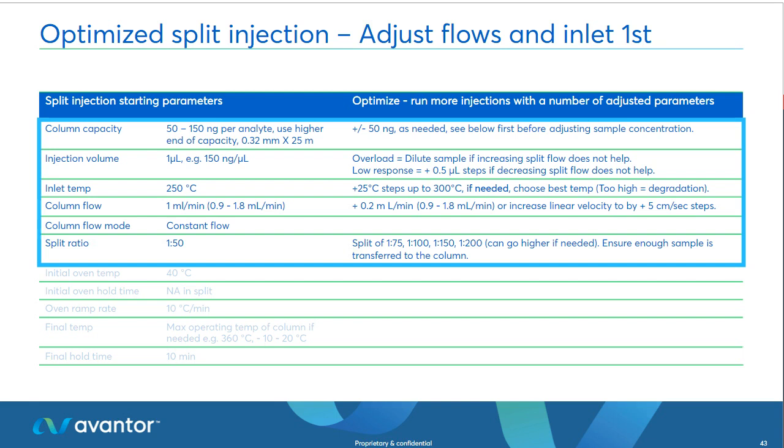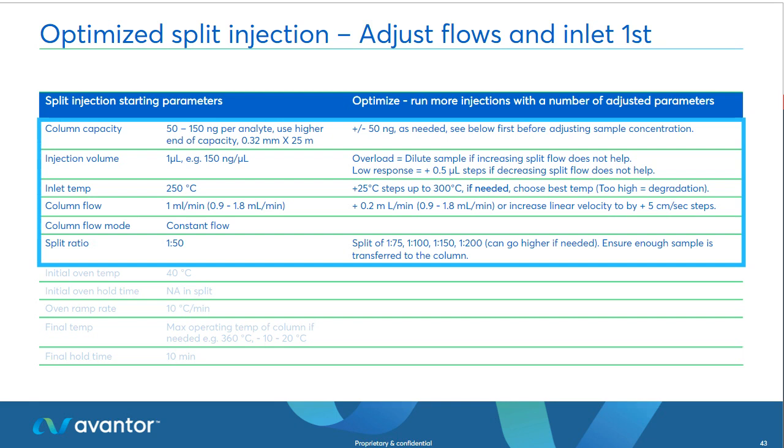Be it in constant flow or constant velocity, we don't really want to change this. The main thing to change is the split ratio. So you can set split ratios of 1 to 75, 1 to 100, 1 to 150, and 1 to 200. You can even go higher if needed. Ensure enough sample is being transferred to the column.